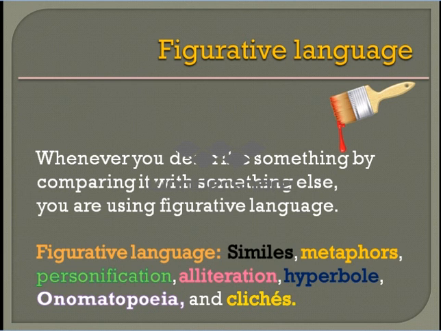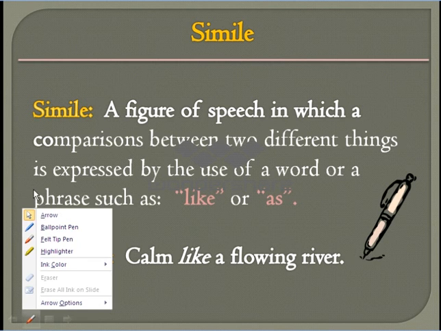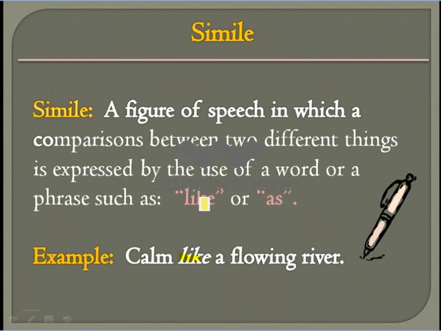Whenever you describe something by comparing it with something else, you are using figurative language. Today we'll be looking at similes, metaphors, and cliches. So, similes. We use a lot of similes in everyday life. It's a figure of speech in which a comparison between two different things is expressed by the use of a word or a phrase, such as like or as. An example would be calm like a flowing river. Note the use of like here.